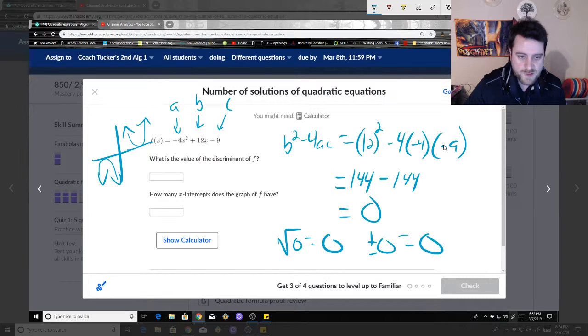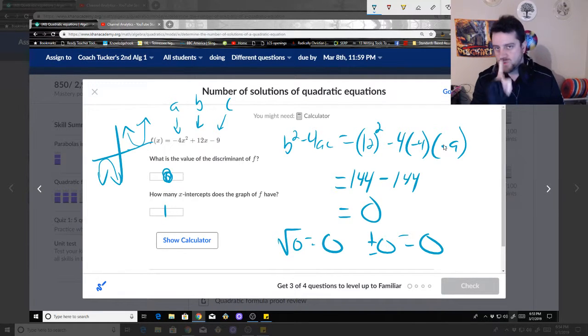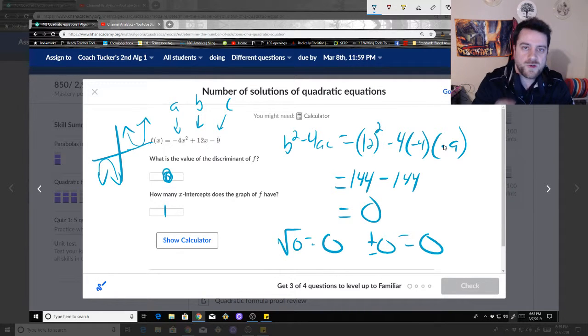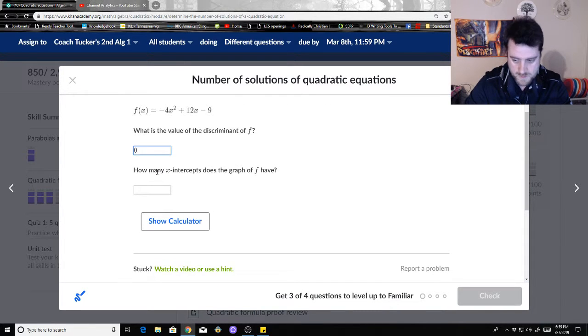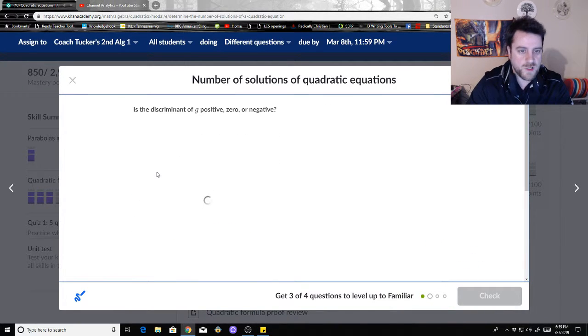So what is the value of the discriminant? It's 0. Not 6, but 0. How many x-intercepts does the graph of f have? 1, because it only has one 0. Okay? Again, remember, a zero of a graph is the x-intercept. So, 0, 1. Let's do another one.